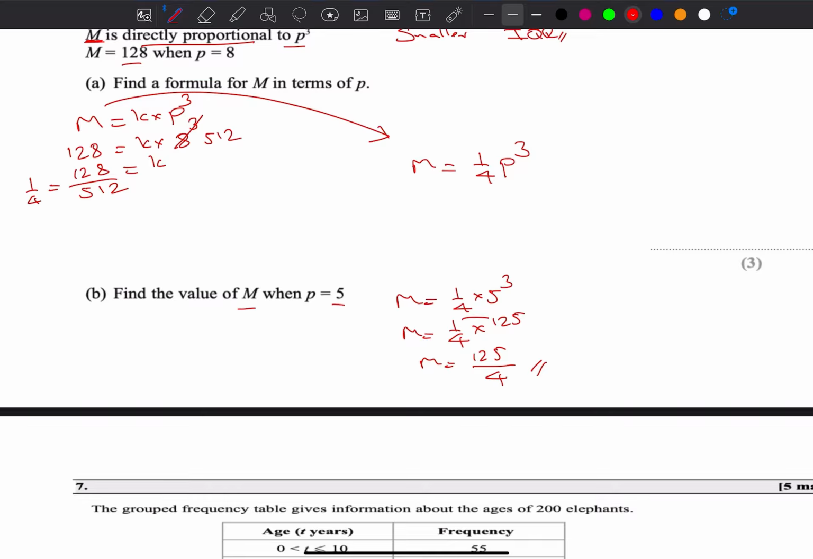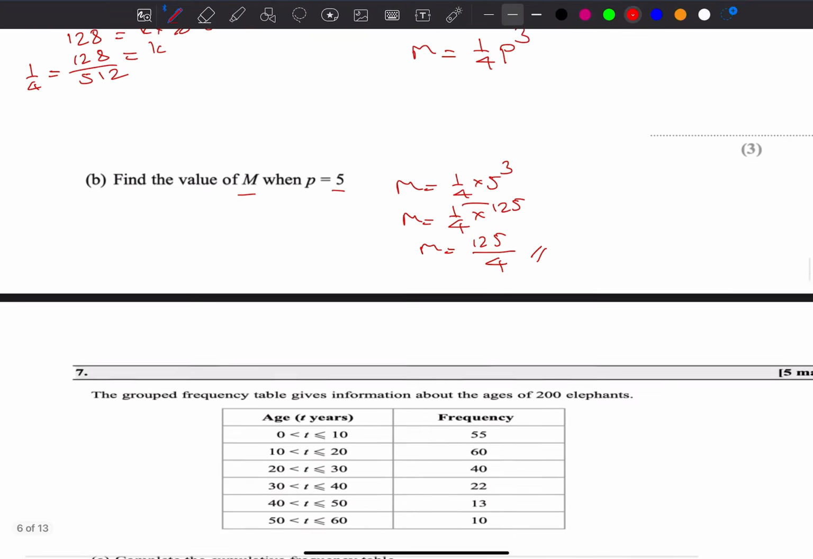That's fine. You can do the decimals if you want. Whatever. Okay. Next one.